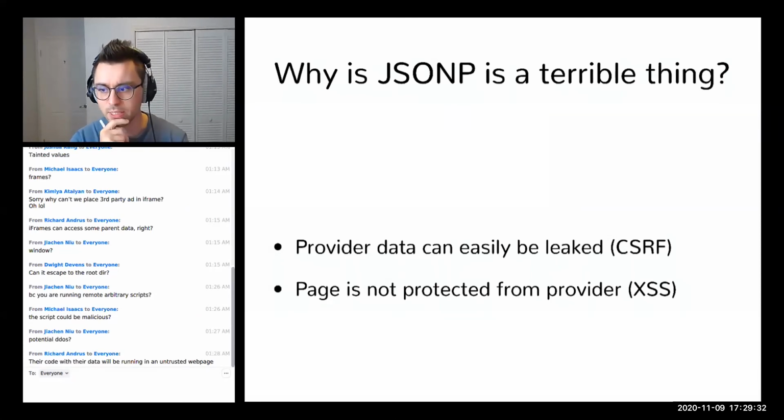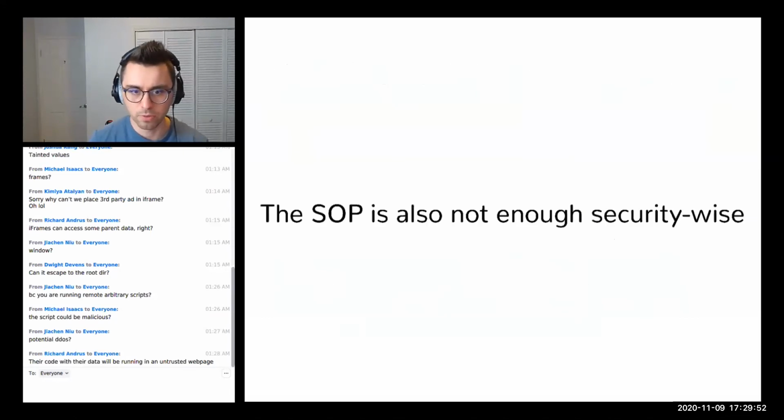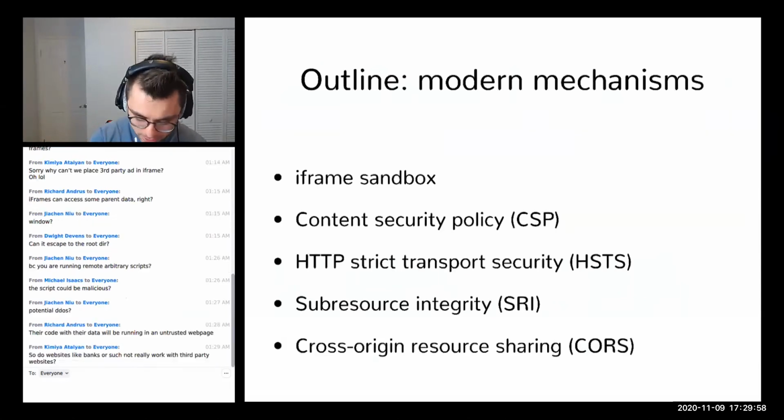What happens is a lot of websites just expose data through these JSON-P endpoints that they otherwise wouldn't, and they do so in public. And the other, maybe more serious, problem is that the page is not protected from the provider. So the provider can execute arbitrary scripts. And that's really scary. Okay, so let's go back again to the fact that the same origin policy is not enough security-wise.